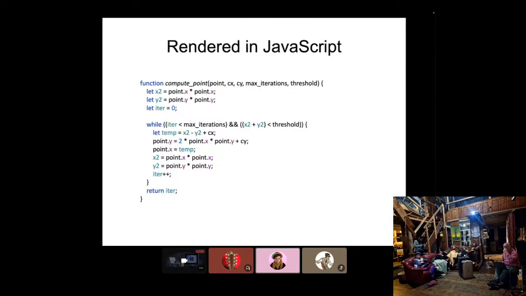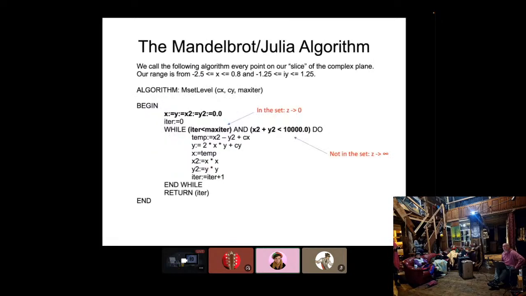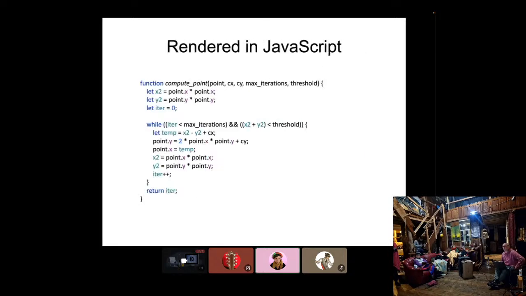That's the same thing rendered in JavaScript. The 10,000 is represented by threshold there, which can be put into the function. So that will compute one point on the graph.